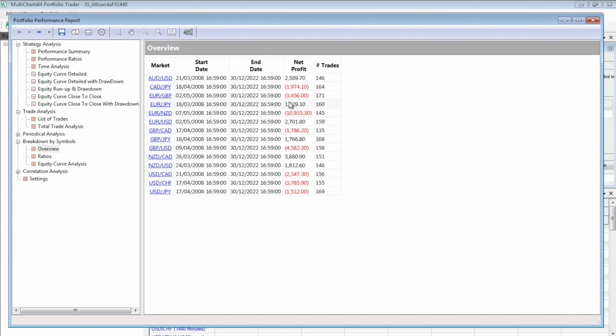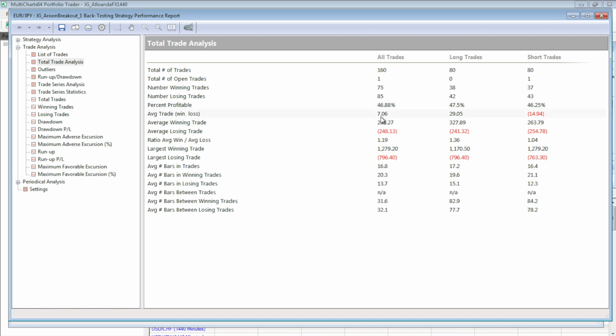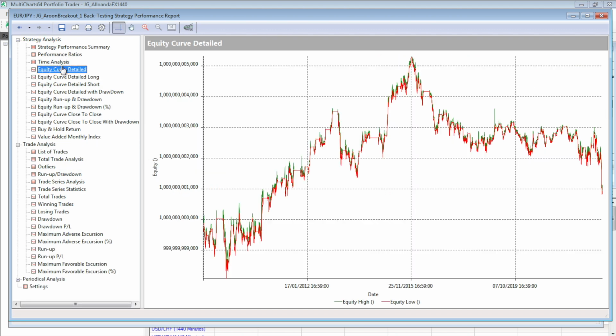The next one, which is profitable, not as much, Euro Yen. We've only got a 7 pip average trade here, so that's going to be a little bit tight by the time we've paid some costs. And the equity curve isn't great, is it? It was doing really well up until end of 2015, but then has just kind of stopped working.